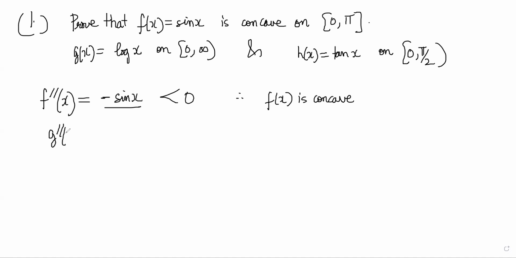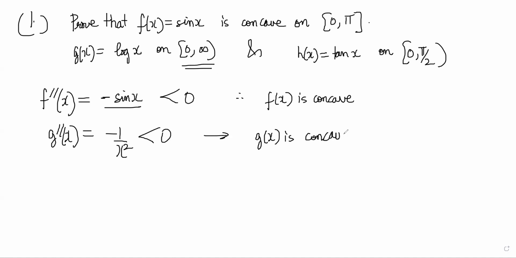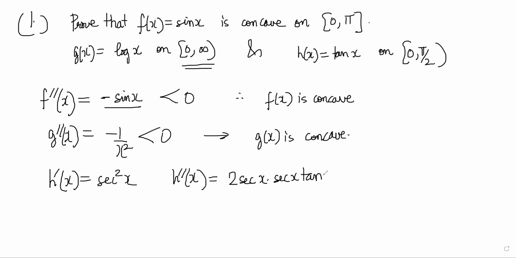Similarly, g double dash x would be equal to the derivative of 1 by x. So this is minus 1 by x square, again less than 0 on 0 to infinity. So therefore, g of x is also concave. And h of x, h dash x is simply sec square x. So h double dash x will be equal to 2 sec x into sec x tan x, which on 0 to pi by 2 is positive. So h of x basically is convex on 0 to pi by 2.